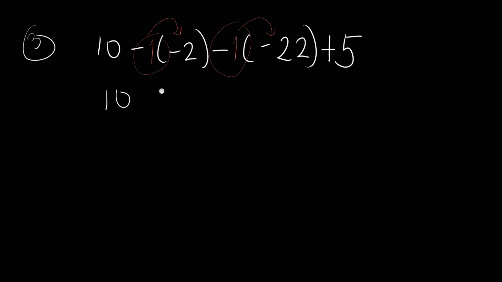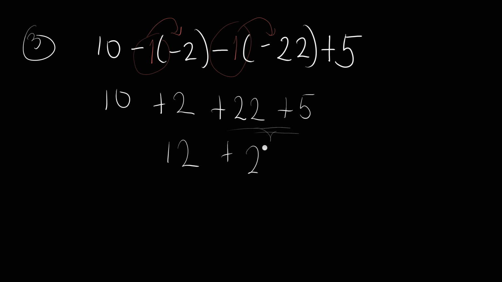So it's going to be positive 10, -1 times -2 is going to be positive 2, -1 times -22 is going to give you a positive 22, and the 5 that I have here. Now it's time for you to combine like terms. They're all adding, so let's do one by one. So this is going to be 12, and if I apply my associative property, this 22 and this 5 is going to give me an answer of 27, right? And then if you add them up, it's going to be 39. So adding them up gives you the answer of 39.